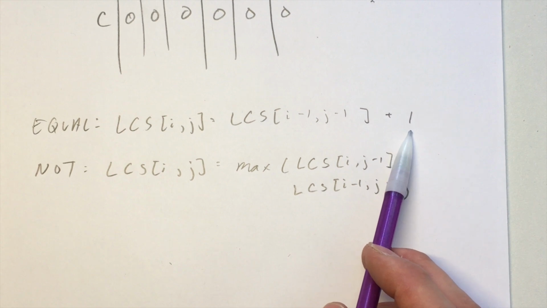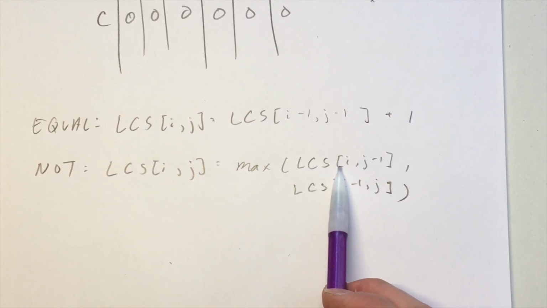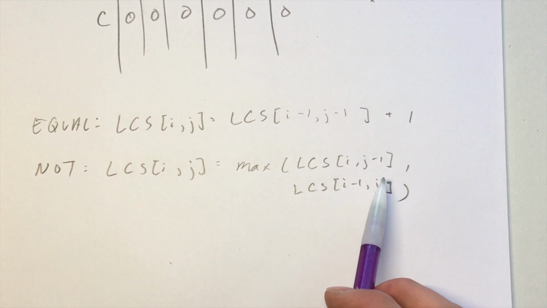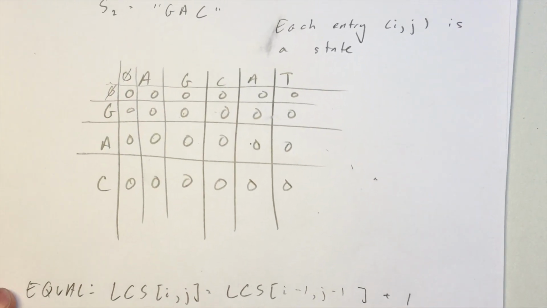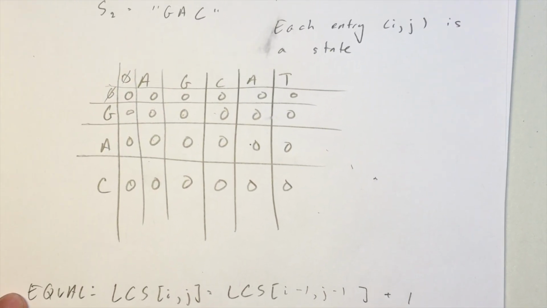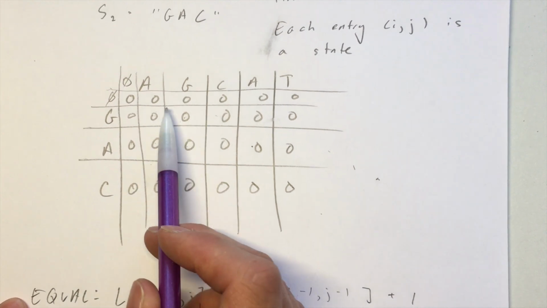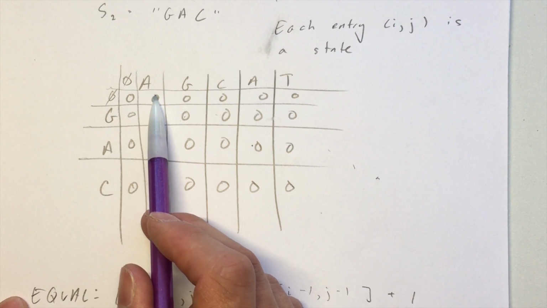Add 1 because they're equal. Now, if they're not equal, then we take the max of the two possibilities, the two branches that we go down. Remember our recursion tree? Okay, let's look at our example. So we initialize this table all to be 0 at first, and if we do an example, let's just do a few iterations.